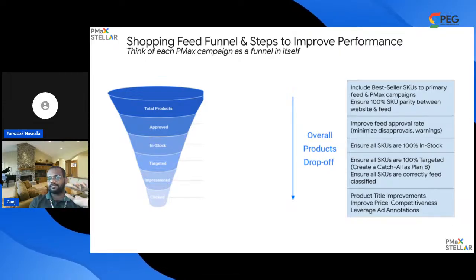This slide lists several steps to improve performance and reduce the drop-off. That includes putting bestseller SKUs in your primary feed or in your Performance Max campaign. Ensure SKU parity between your website and feed, meaning the information matches perfectly. Improve the feed approval rate by minimizing disapprovals and warnings in Google Merchant Center. Ensure that all SKUs are 100% in stock. Ensure that all SKUs are 100% targeted, potentially by creating catch-all asset groups as plan B. We also need to ensure that all SKUs are correctly feed classified, and implement product title best practices, improve price competitiveness, and leverage ad annotations.